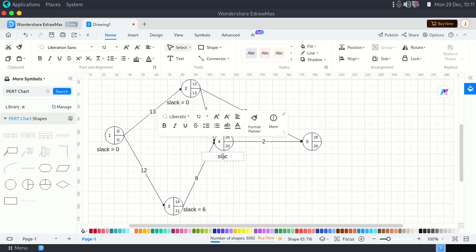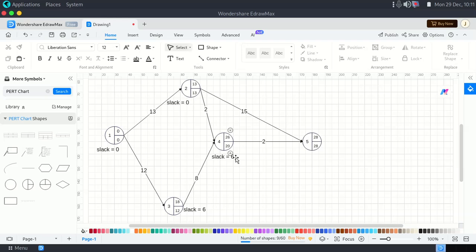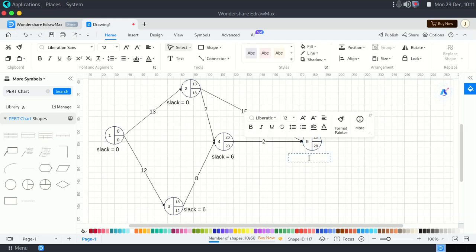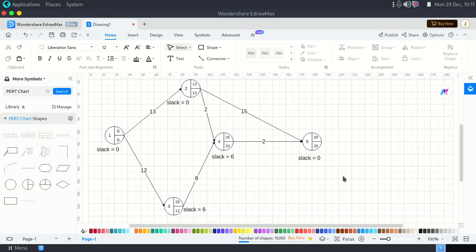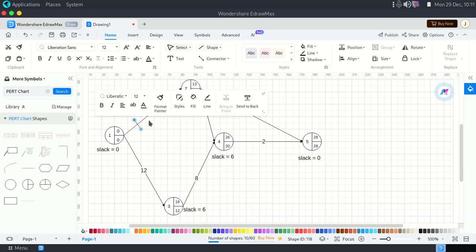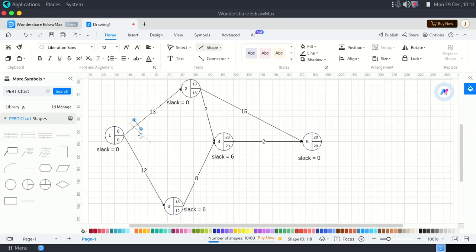So our slack is 26 minus 20, which is 6. Then the last one is 28 minus 28, which is giving us a slack of 0. Now, we said the critical path is anywhere where we have a slack of 0, and that's where we shade. So from 1 to 2 we have 0, 0, meaning here it's okay, we can shade it because the slack has 0, 0, which can represent our critical path.